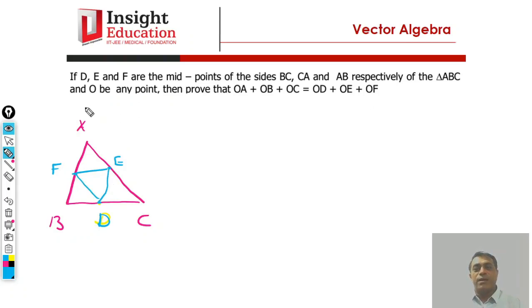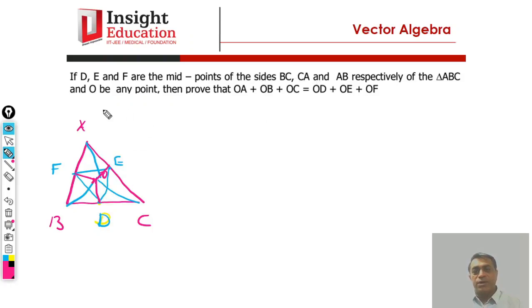Of the triangle, and O is any point. So I can consider any point, suppose here. Then I can join OA, OB and OC. Similarly, I can join OD, OE and OF. So I have to prove that OA plus OB plus OC is equal to OD plus OE plus OF.